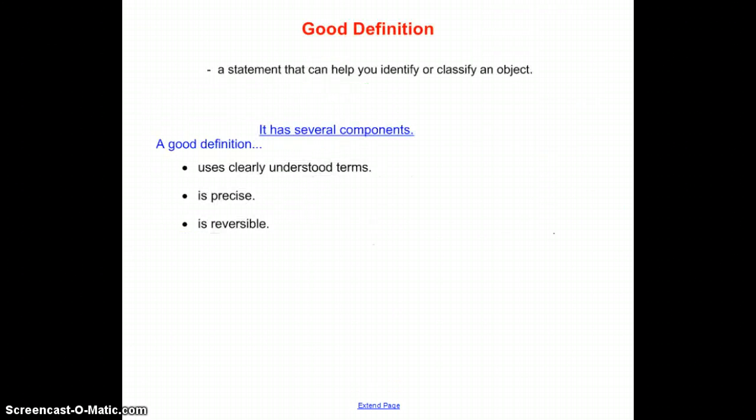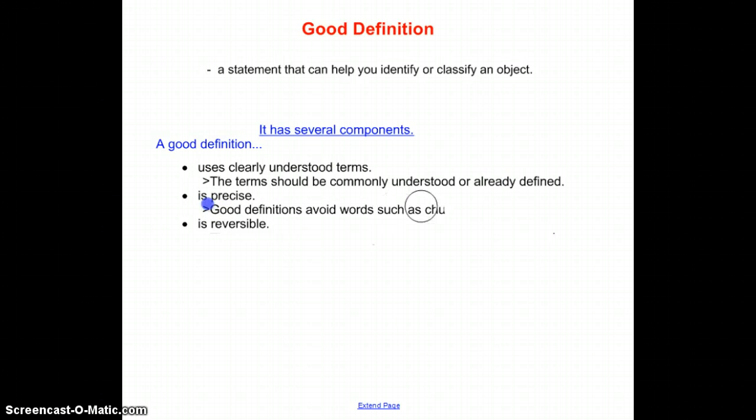Being able to have a conditional and a converse that are both true helps us write some good definitions. All right, and a good definition is a statement that can help you identify or classify an object. So there's several components. We want to be able to use clearly understood terms. In other words, the term should be commonly understood or already defined. A good definition is also precise. Okay, they avoid words such as chunk, sort of, some. And a good definition is also reversible. It means you can write a good definition as a biconditional.